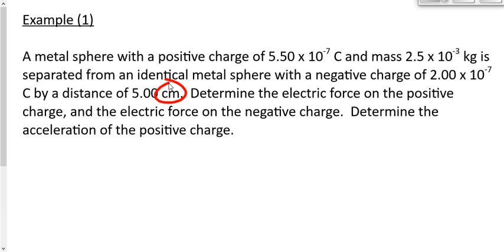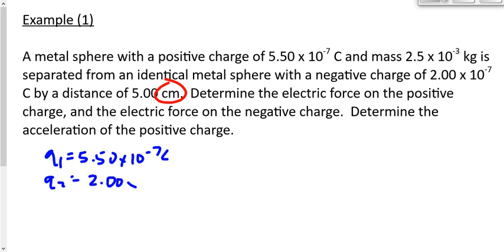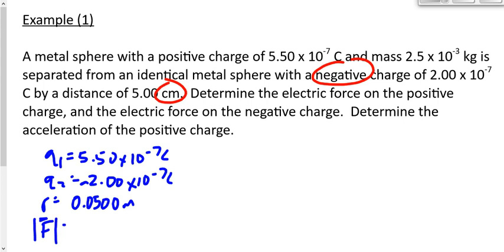of the positive charge? We're going to say Q1 is 5.50 times 10 to the minus 7 coulombs. We're going to say Q2 is 2.00 times 10 to the negative 7, but it's negative. We should have actually circled that. That was a negative charge. My separation distance R is 5 centimeters or 0.050 meters. I'm not going to forget to convert that to meters because I circled it in red. We want to find the force here. Now, the force is kQ1Q2 over R squared.